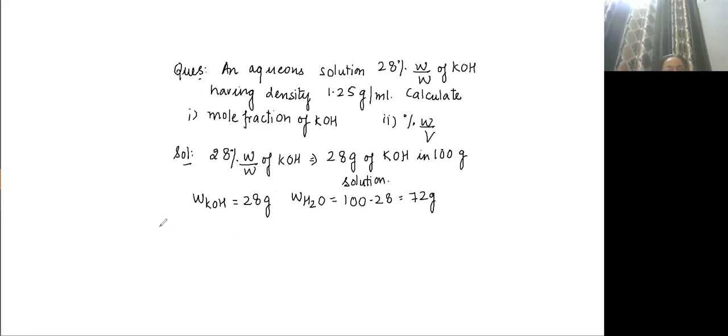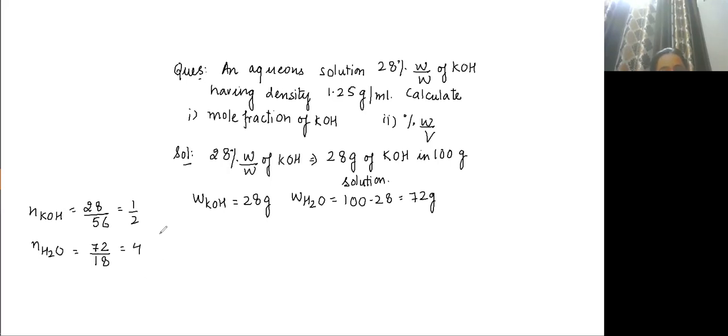Now if weight is given, can you find out moles? What will be moles of KOH? Weight is 28, atomic weight is, potassium is 39, oxygen 16, hydrogen is 1. So 40 plus 16, 56. So moles of KOH is half. What are moles of water? 72 by 18, which is equal to 4.